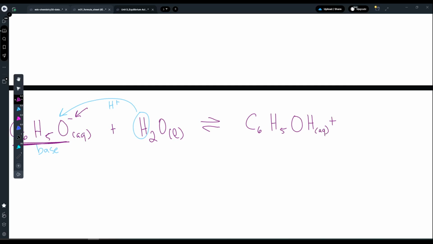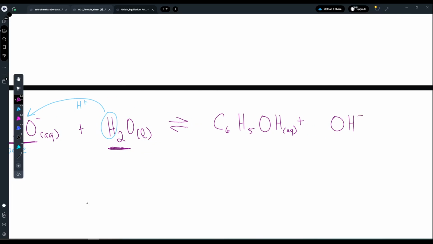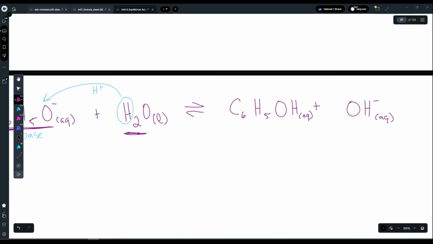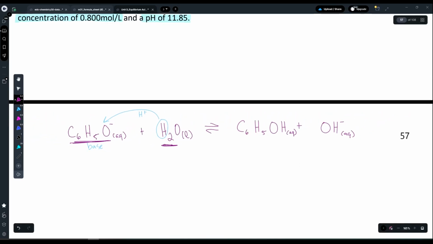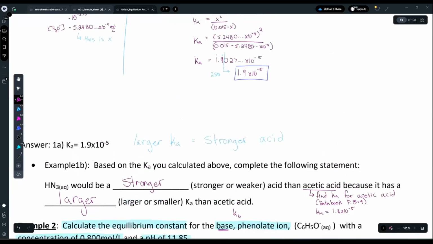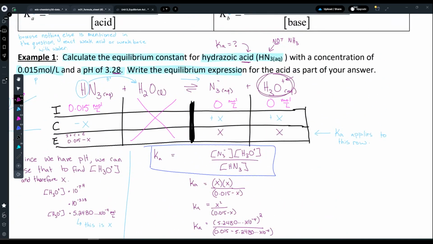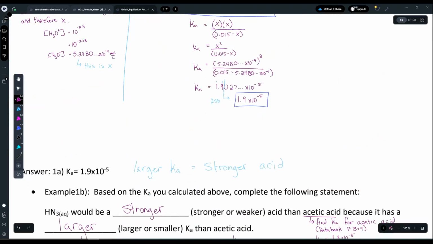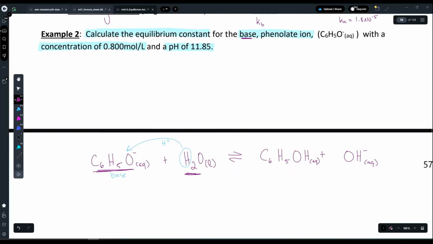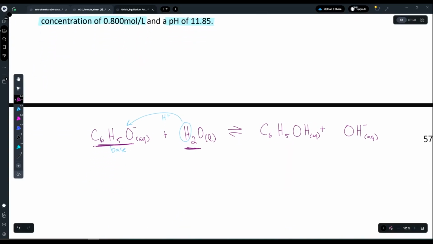Now for my remaining product here, I'm just going to imagine water just with one less hydrogen because the hydrogen got transferred to the phenolate ion. So then we have hydroxide. Okay, so remember that for modified Arrhenius equations, bases are always going to produce hydroxide and acids are always going to produce hydronium. So that's one way you can double check that you're writing your reaction correctly.